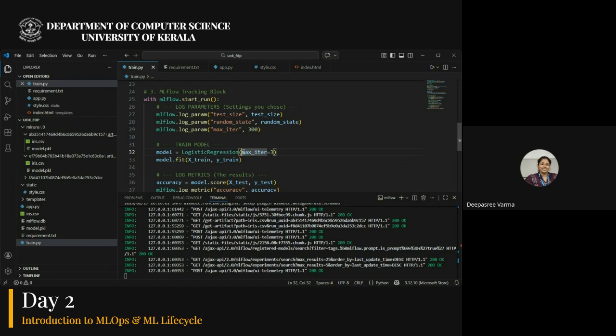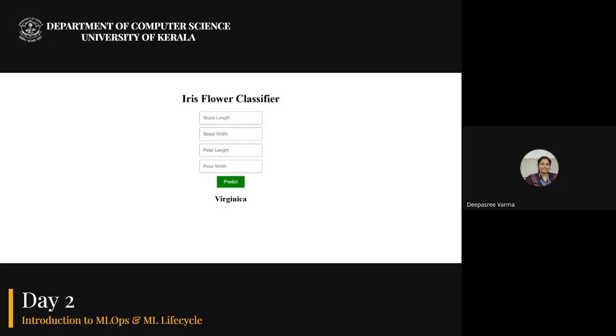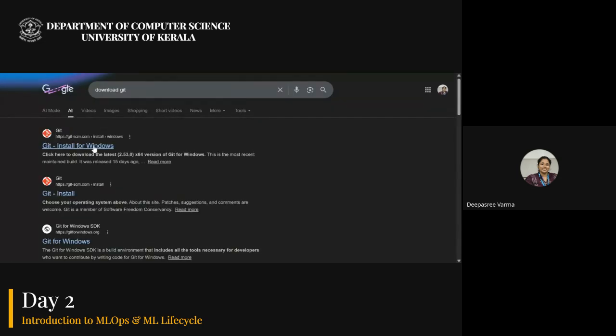Right. Okay, so I hope all of you have a GitHub account. If you don't, you can start one. Also, in the meantime, you can download Git. I'll just show you how to do that. You can just download Git and install it for Windows. And if you don't have a GitHub account, you can just start one.